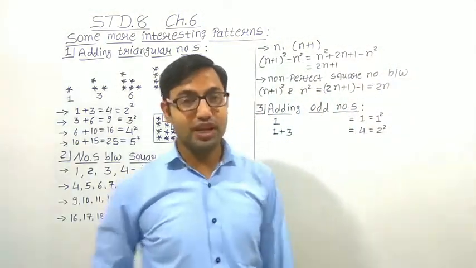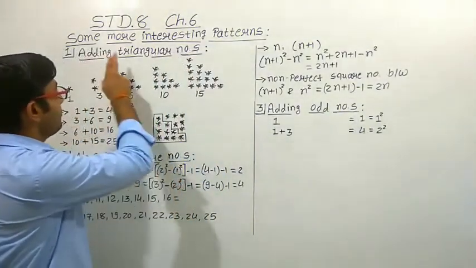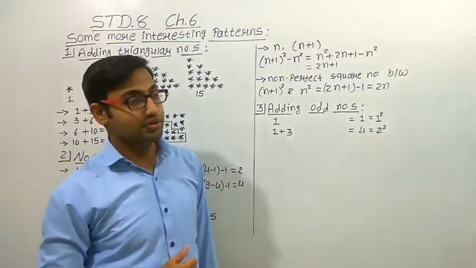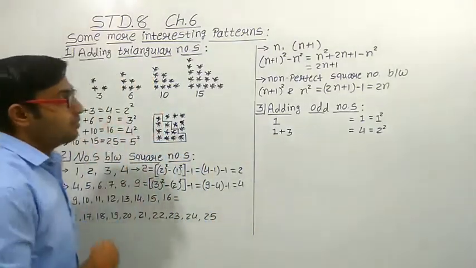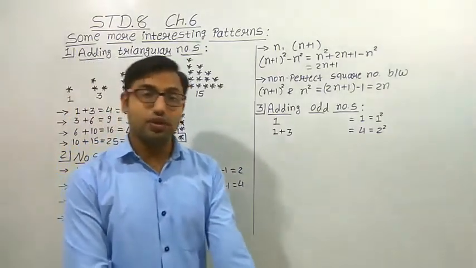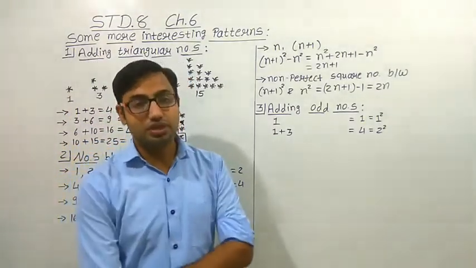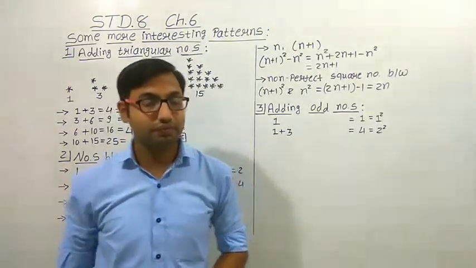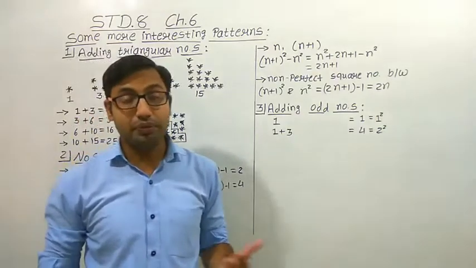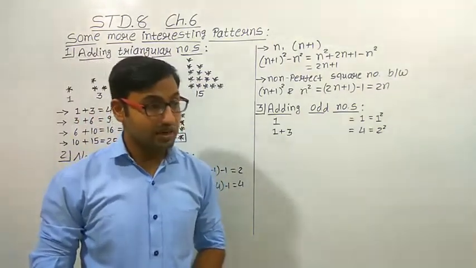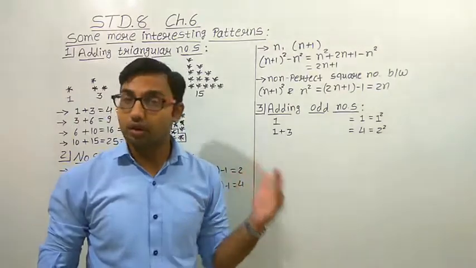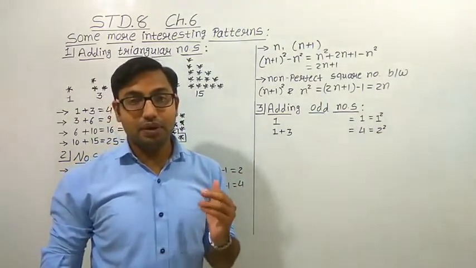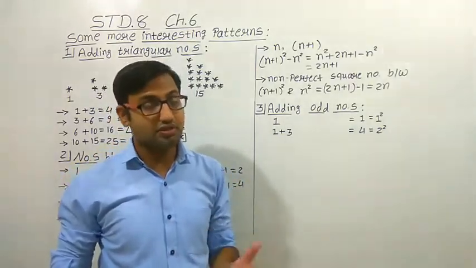Hello students, today we will study some more interesting patterns in squares and square roots. This is the topic of Standard 8, Chapter 6, Squares and Square Roots. In the previous class we studied how to say a number is a perfect square, some properties of perfect square numbers, and how we can identify whether a given number is a perfect square or not. Now, there are some interesting patterns in the perfect square numbers. So let us study them one by one.